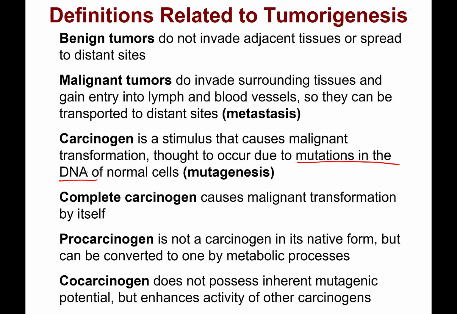And then in terms of carcinogens, we also have three different subterms here. So a complete carcinogen is a compound that causes this malignant transformation by itself. A procarcinogen is not a carcinogen in its native form, but it can be converted to one by metabolic processes. So in metabolism, enzymes act on molecules and they change the functional groups that are present, so they slightly change their composition, and it can convert a procarcinogen to a carcinogen. And then lastly, a co-carcinogen does not possess any inherent mutagenic potential on its own, but it enhances the activity of others, so it's kind of like a cofactor for carcinogenesis.